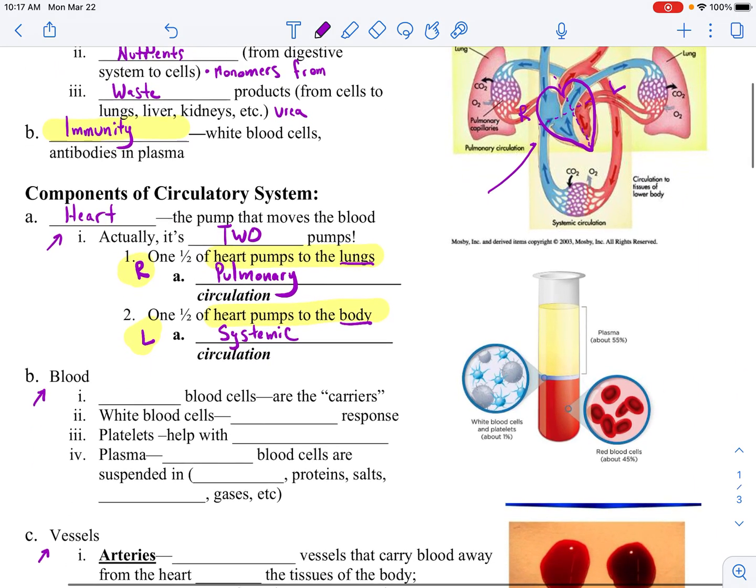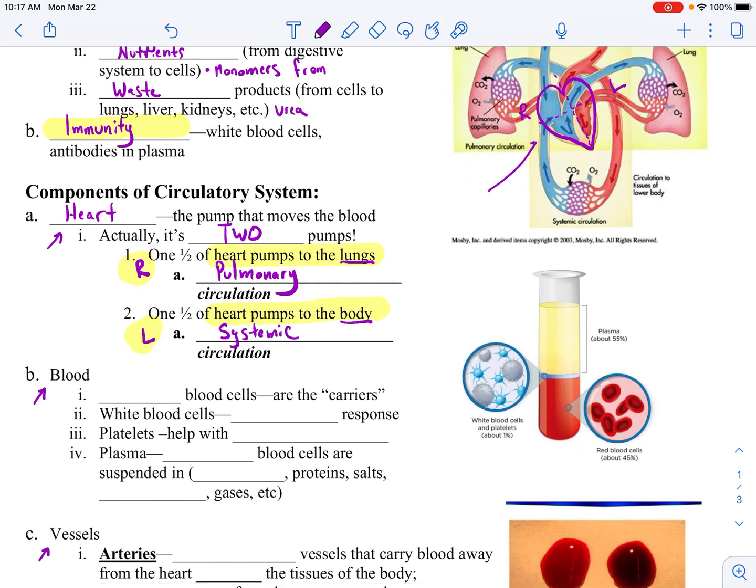And again, we're going to come back to the details of that circulation in a bit. There's going to be a separate set of notes that actually shows the pathway of blood through the heart, but I will overview it in these notes as well.